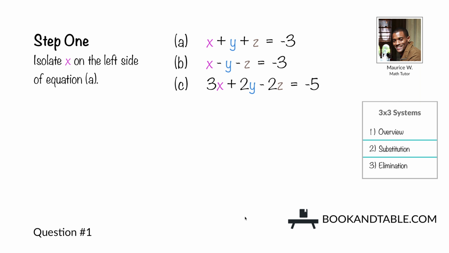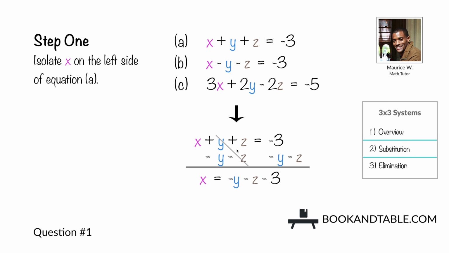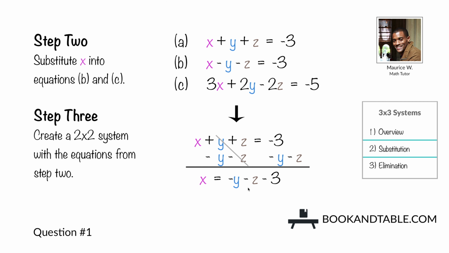Question number 1. Step 1, isolate x on the left side of equation A. To do so, we want to subtract y and subtract z from both sides, showing us x is equal to negative y minus z minus 3. And now that we have an expression for x, step 2, substitute x into equations B and C, here and here. So we'll plug in negative y minus z minus 3 here.